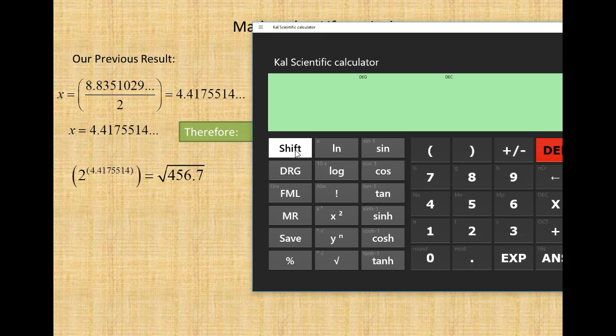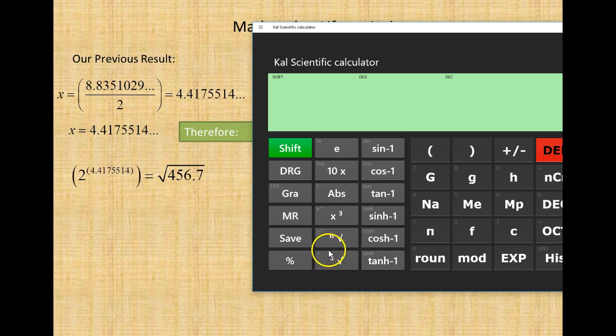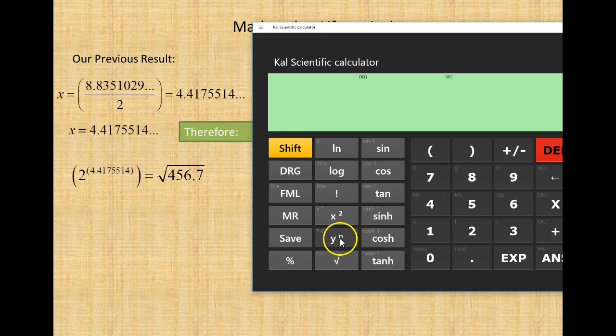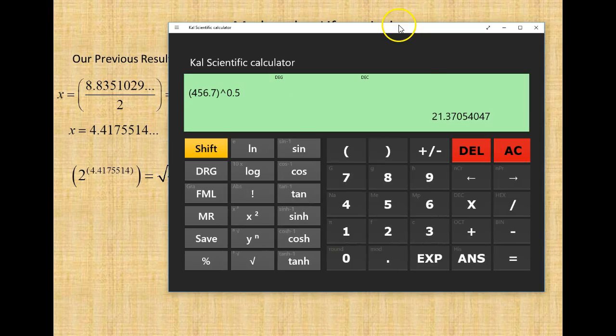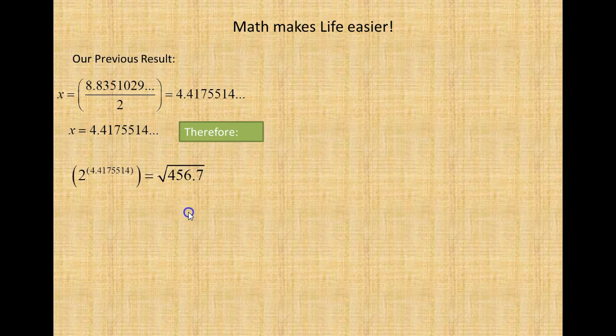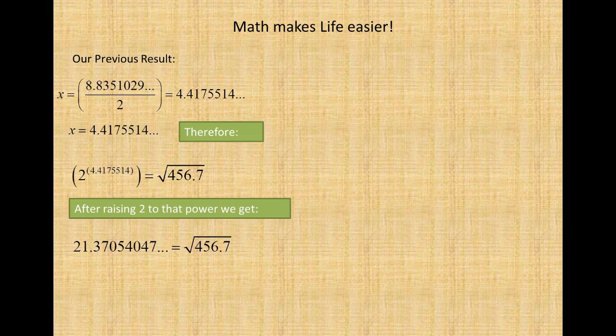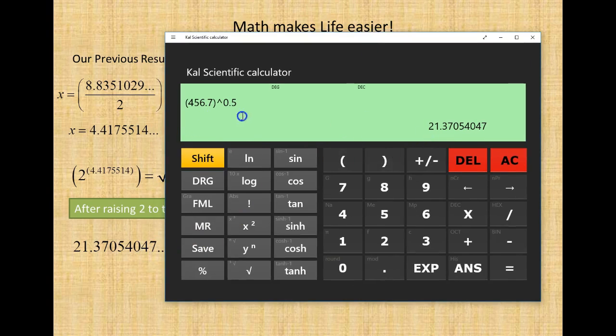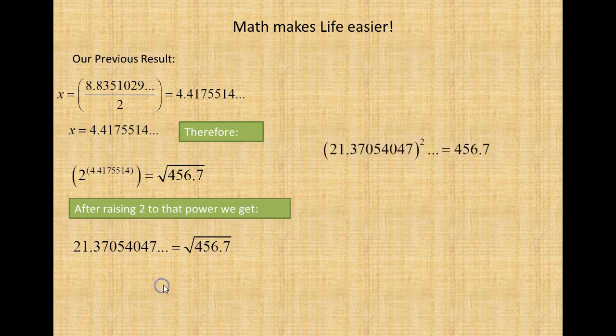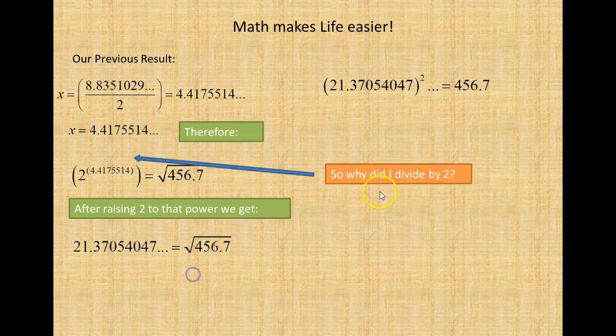Well, I thought I had a square root sign on here, but let me see. 456.7 raised to the power of, let me raise it to the power of 0.5. And that should be the square root, which is 21.37054. And after raising that to that power, we have the square root of 456.7 is equal to 21.37. And then if we square that, we'll get 456.7.